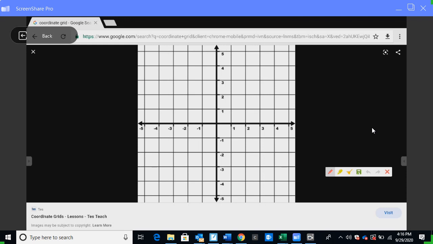Okay, so for 1.3 and a little bit of 1.4, we looked at transformations.